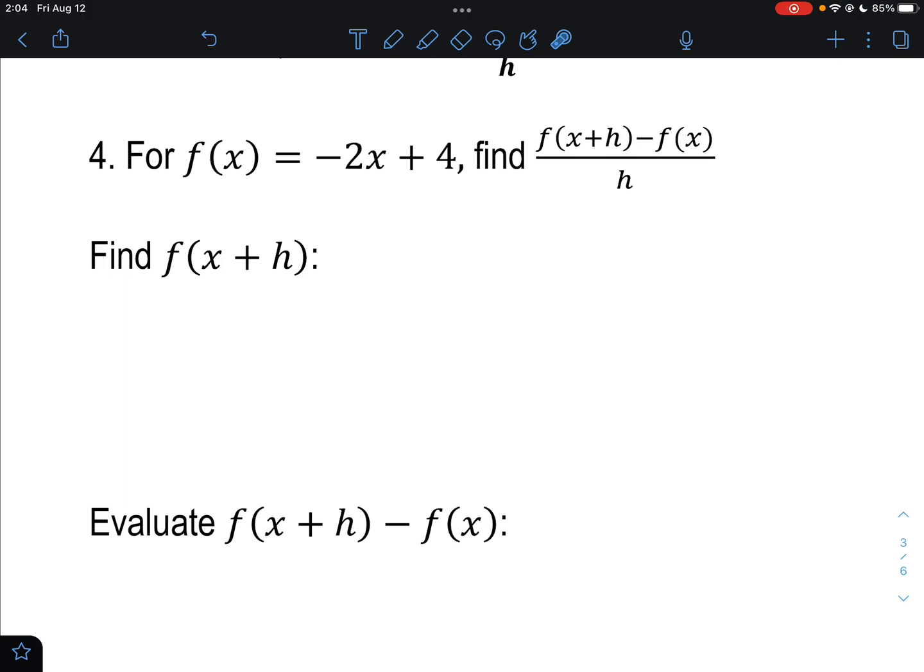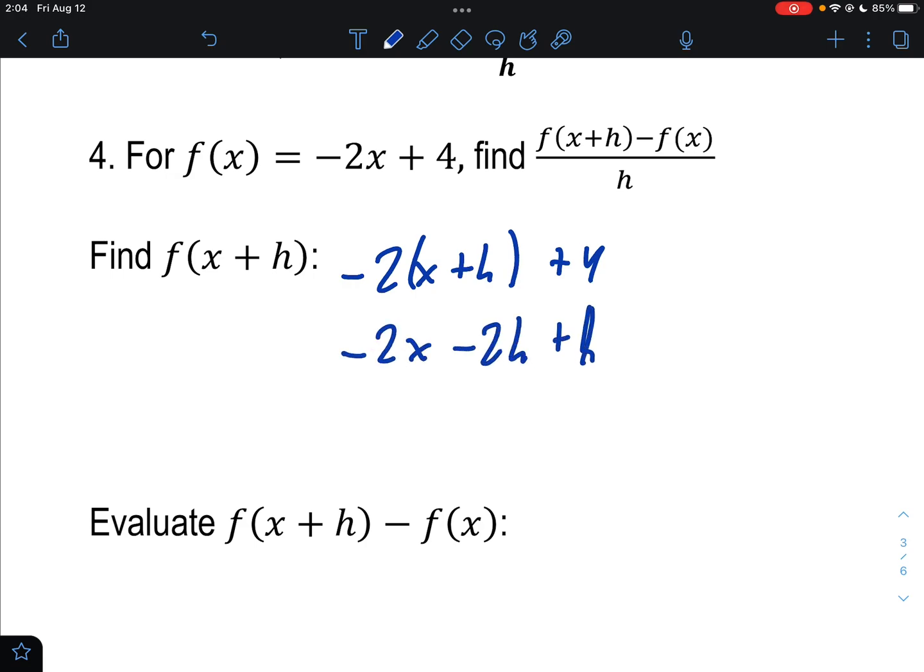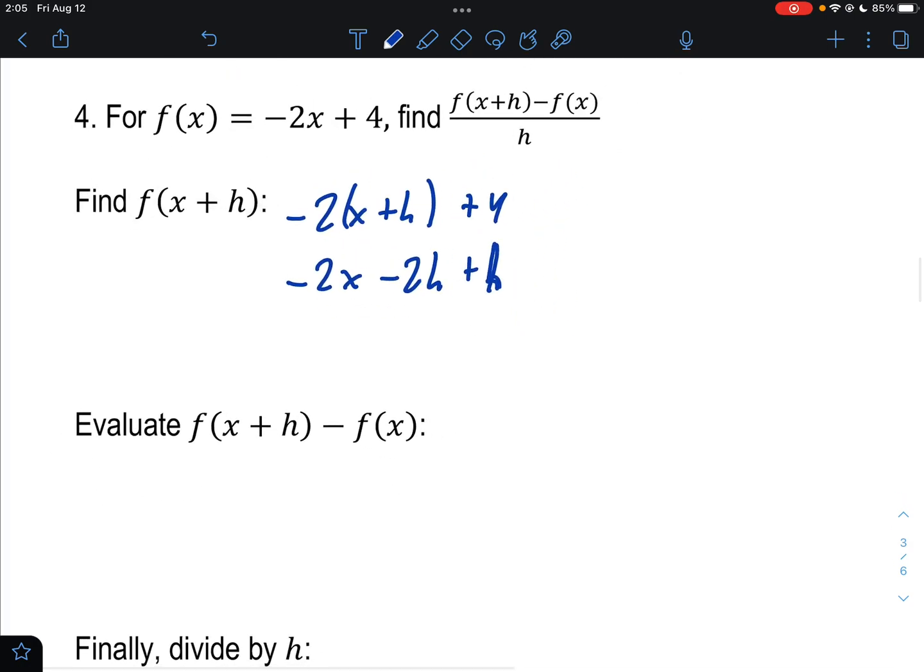First, let's find f of x plus h. To do that, we're going to put x plus h where we see x. There's only one x there, so that's x plus h. If you simplify that, we get negative 2x minus 2h plus 4. All right, there's f of x plus h. Then it says evaluate that minus f of x. Okay, so f of x plus h. Sorry, can't read my writing sometimes. That's a 4. f of x plus h minus f of x.